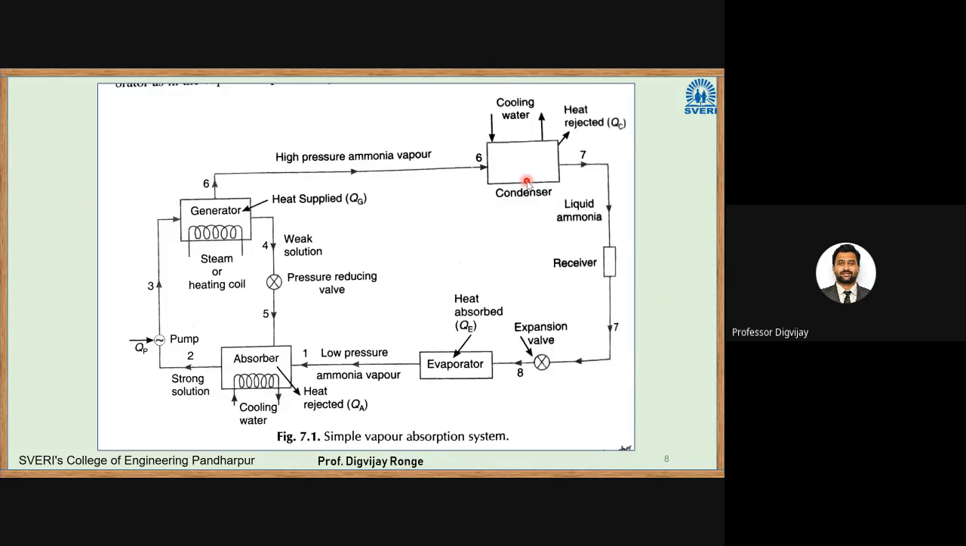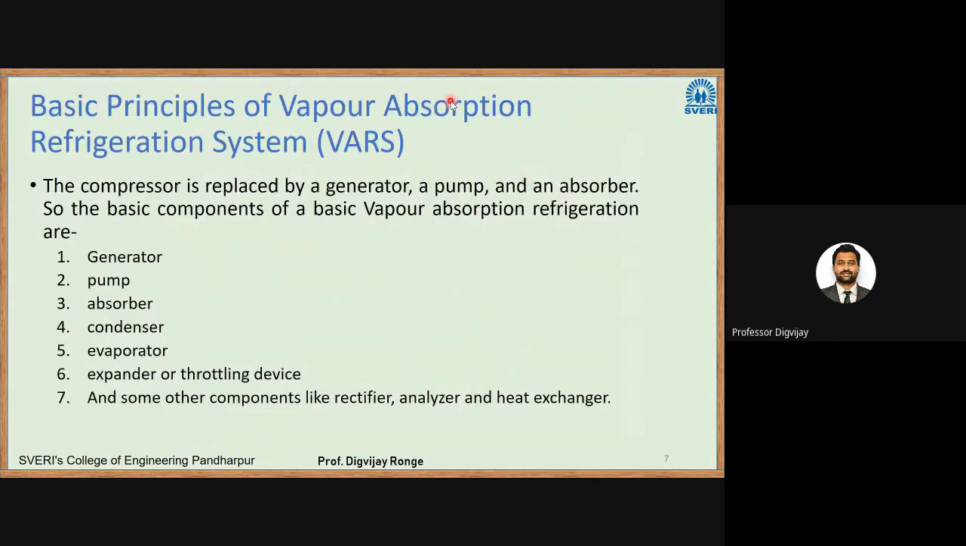Any doubts? So I'll repeat this process again. See here, we are in the basic vapor absorption refrigeration system. This system is way older than the VCRS system, but because of ozone depletion and global warming, some refrigerants were phased out, and these compressors involve moving parts, so they are very bulky and they create noise. Also, they create vibrations. So considering these limitations, people are now switching to VRS system, vapor absorption refrigeration system.